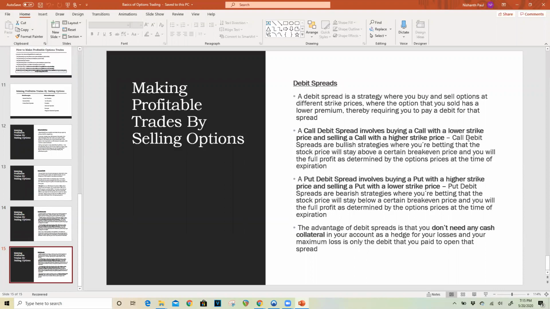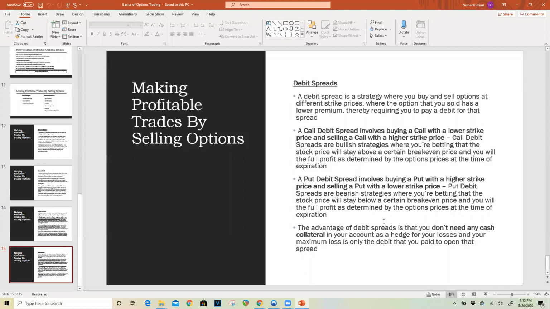Okay? Now, call credit spreads were bearish strategies, but call debit spreads are bullish strategies because you're betting that the price would stay above a certain break-even price. Okay? And as long as you stay above the break-even price, you will make a full profit, and the percentage profit is determined by the price of the options at the time of expiration. A put debit spread is where you buy a put with a higher strike price and you sell a put with a lower strike price. Okay? Put debit spreads are bearish strategies as opposed to bullish strategies for a put credit spread, and you're betting that the price will stay below a certain break-even price and you make a certain profit based on the price of the option on expiration.